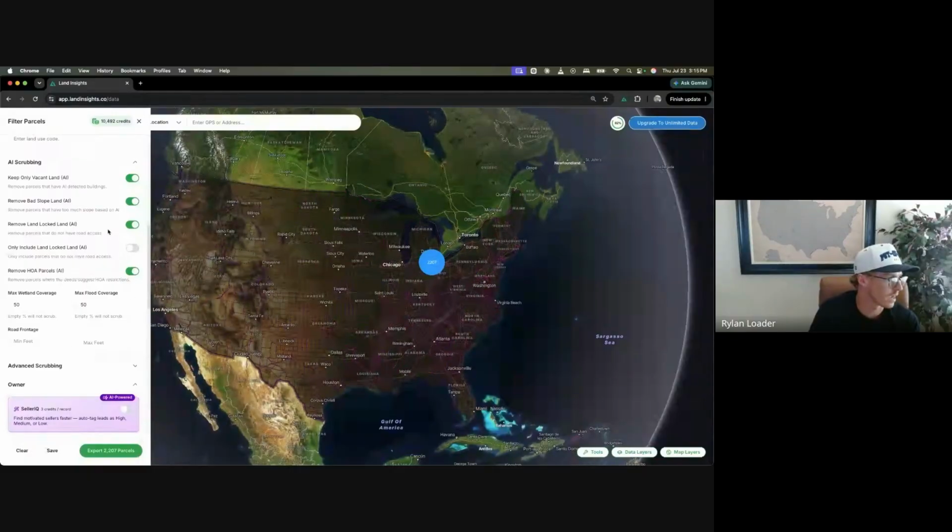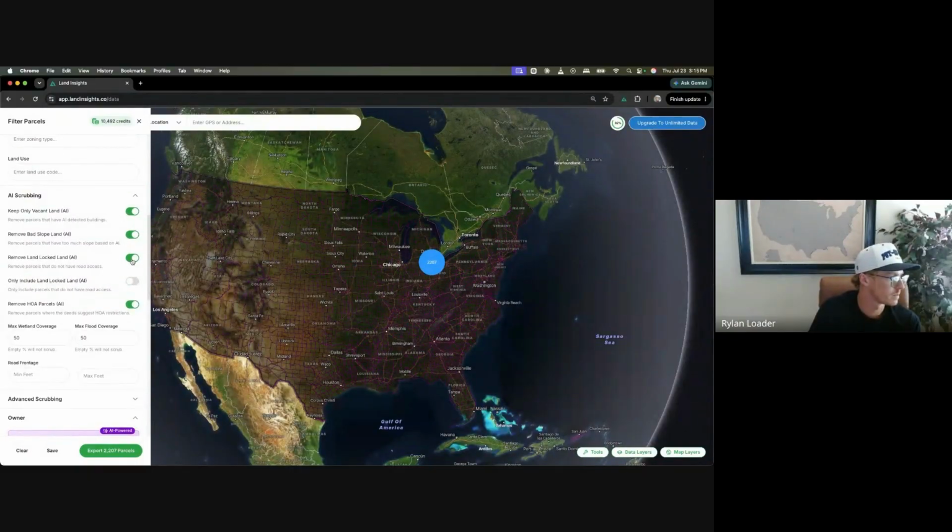If you don't remove landlock from your property, let's see how much we would be mailing right now. So we're at 2207 that we would be exporting. What happens if we include the landlocked properties? So that's about 200 extra parcels, which is about $100 extra that you'd be wasting on mail. Because mail's about like what, 59 cents at the end of the day. So you want to make sure you're hitting this so you're not wasting money.